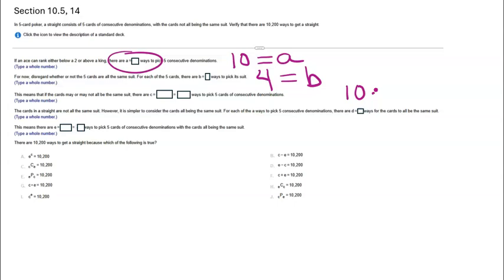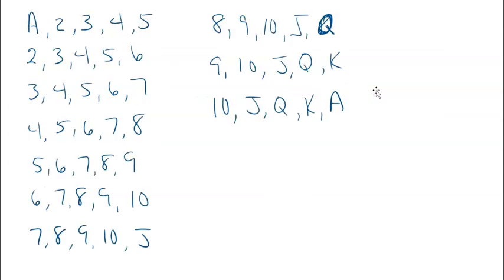So say, for instance, we go back to this first one on the list right here, with an A first, 2, 3, 4, 5. For this ace, there's 4 ways to pick that because there are 4 different suits. There's 4 ways to pick the 2 because there's 4 different suits. There are 4 ways to pick the 3 because there are 4 suits. So there are 4 3s, there are 4 4s, and there are 4 5s.